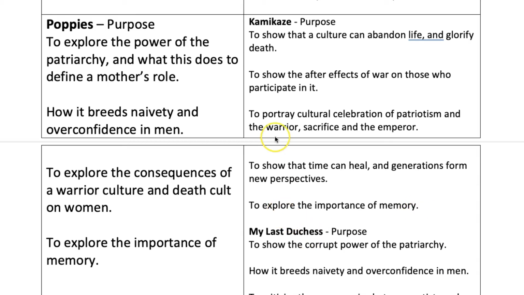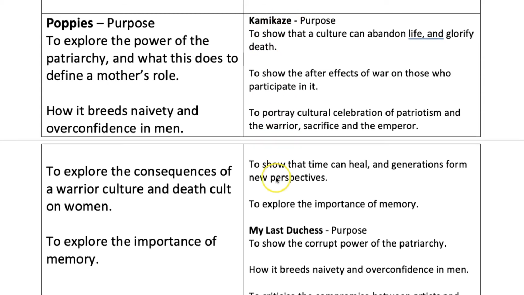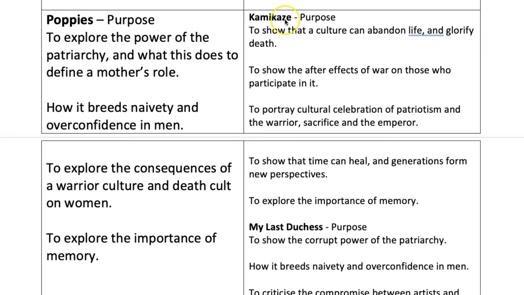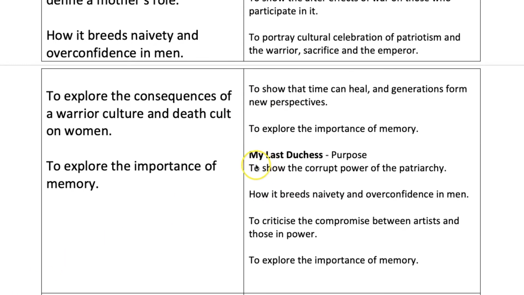So loads of comparisons. However, it's not my top one because Kamikaze does not have any obvious structure and form, and neither does Poppies, and so it's going to be super difficult for you to get the top grades. So instead, I'd ask you to think about My Last Duchess.